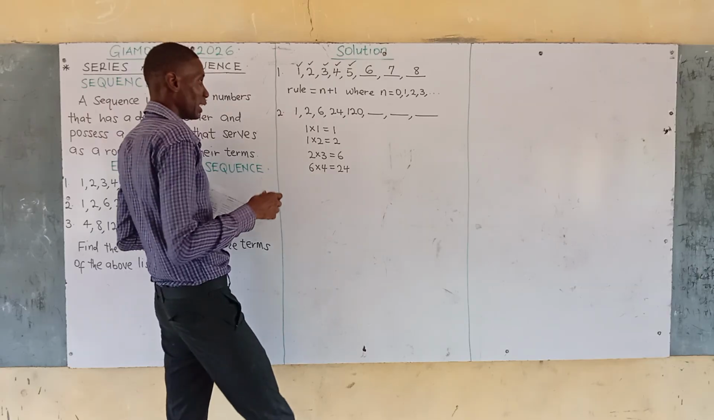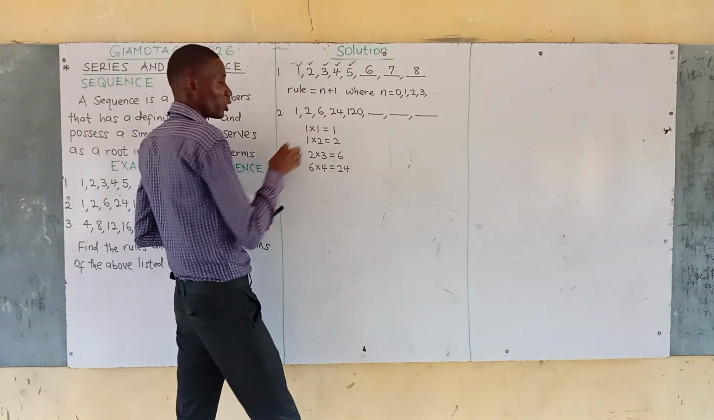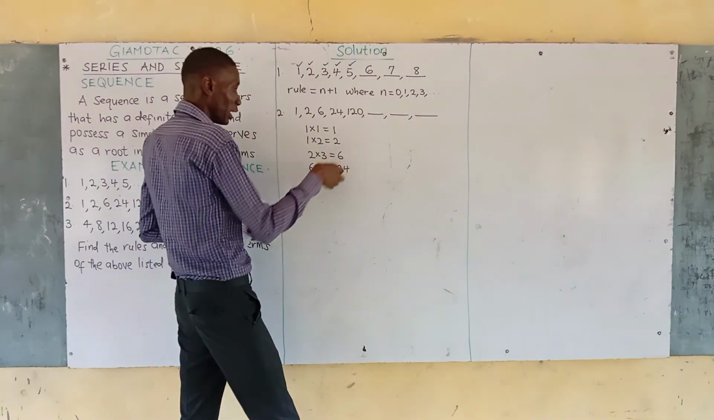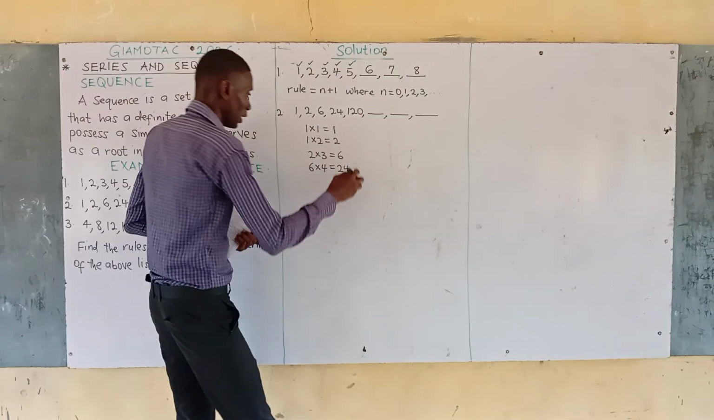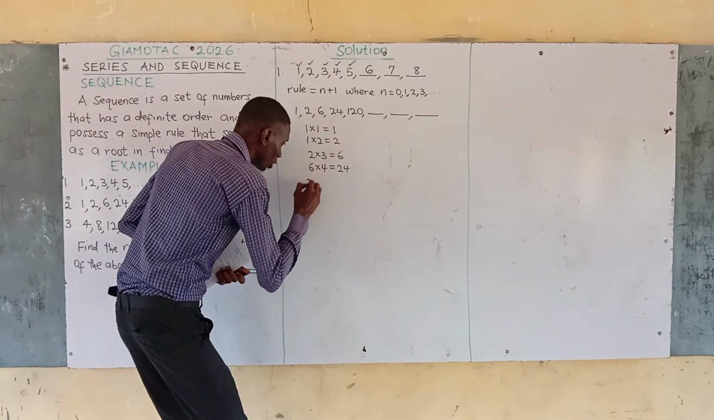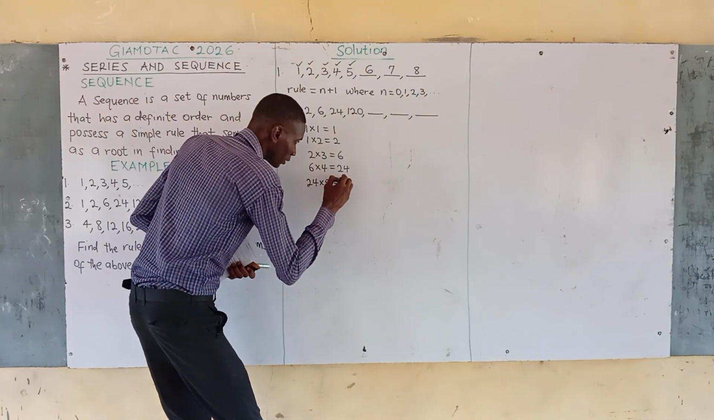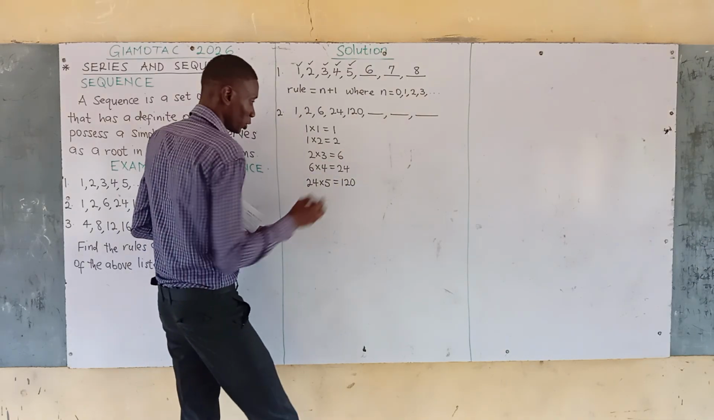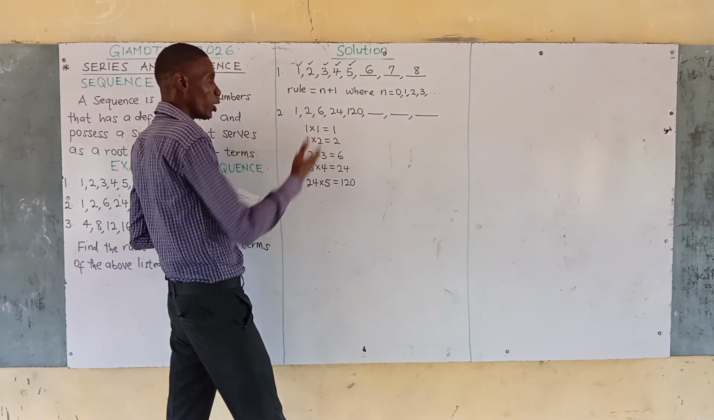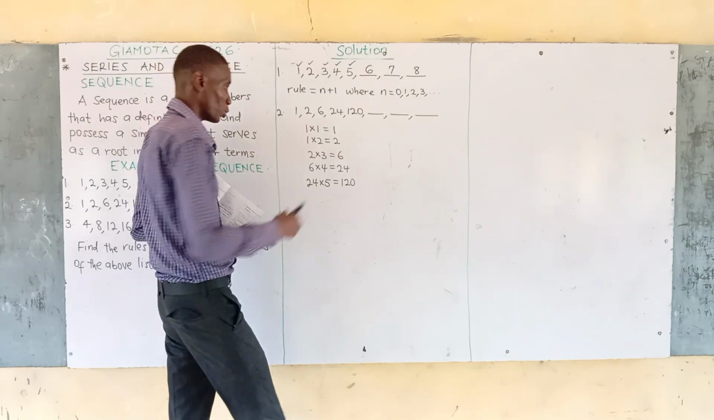Look at it. We are saying that it is the final result that we are using to get the new number. The same thing, 24 times 5 will give us 120. So this is the logic. But how do we now deduce the rule?